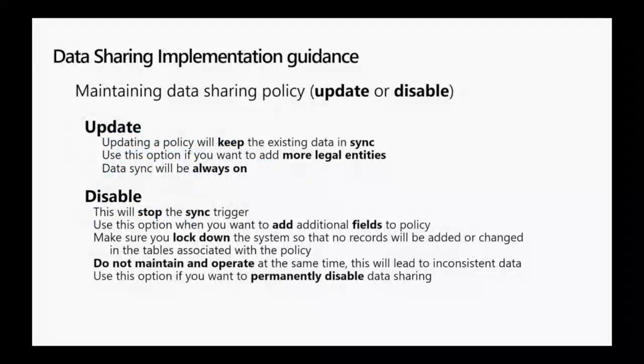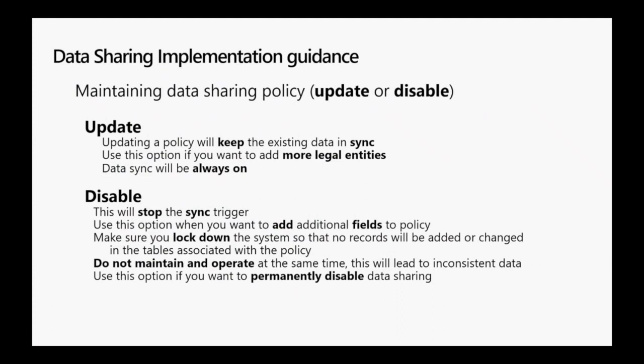As a last reminder, in the data sharing we have 2 buttons, saying update or disable. The update scenario would typically be when you already have a synchronization between 2 or 3 existing legal entities, and you want to add 1 legal entity to it. So you just add 1 legal entity and press update. At that time, it means that the data synchronization has always been on, so you're absolutely sure that you will not be missing any data.